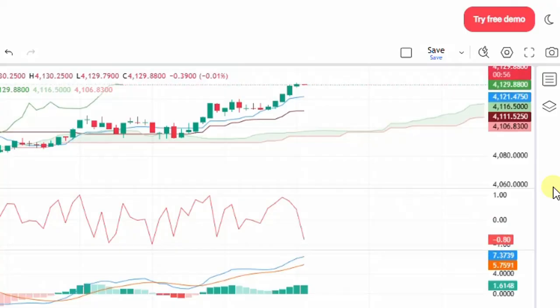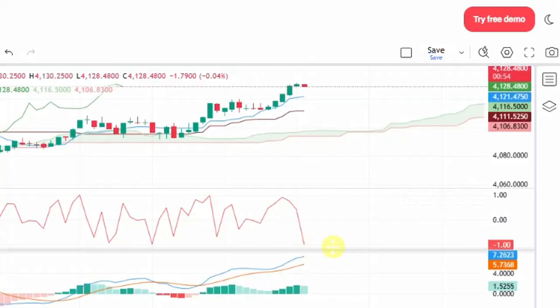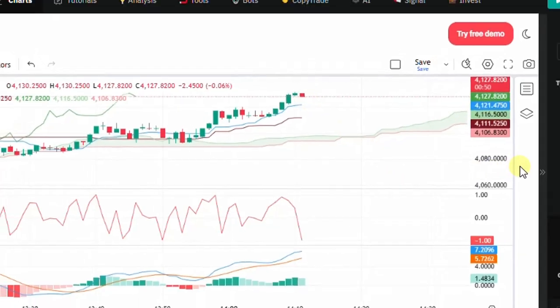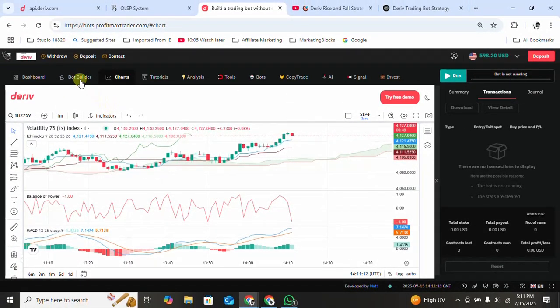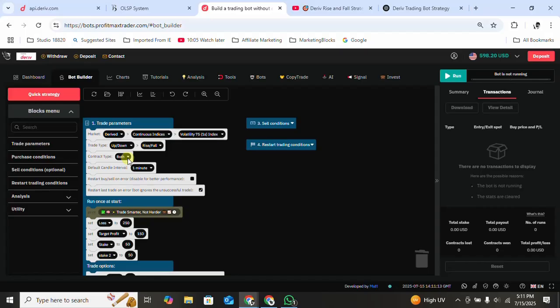Okay, it has come below 0 now, you see. And also you can see a red candlestick forming there. In the meantime, let me get ready, come to the bot section, and then you simply adjust for a rising trade. Okay, now we are ready.